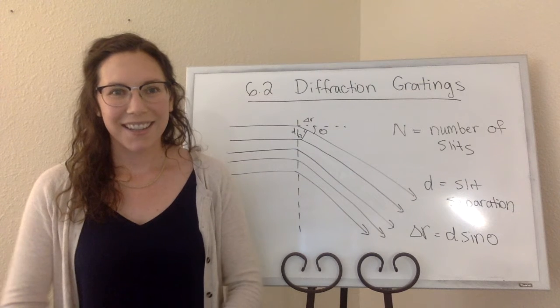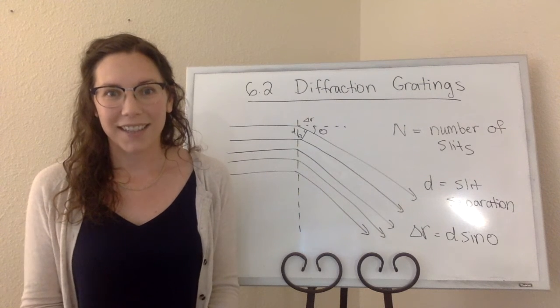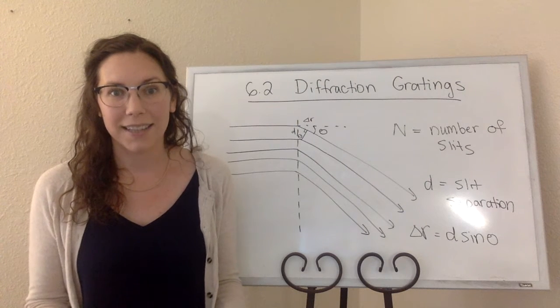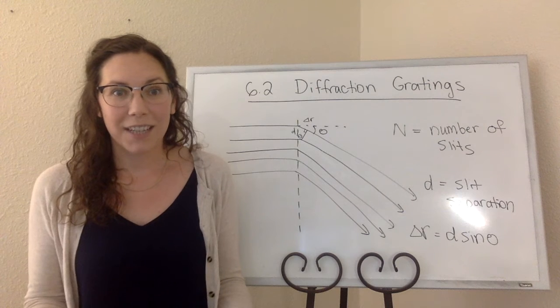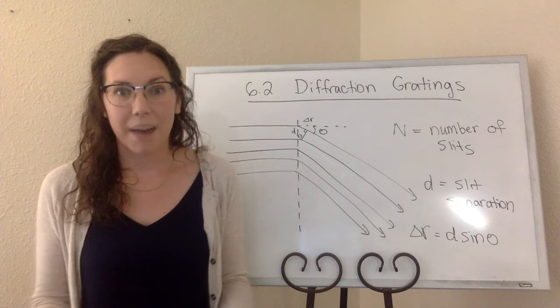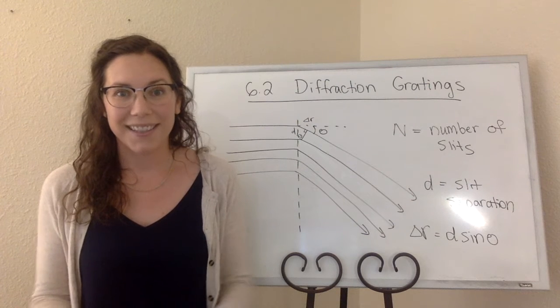Hi everyone. In this section we'll look at diffraction gratings. A diffraction grating is a number of equally spaced parallel slits, and it can also be called an interference grating. The number of slits in the diffraction grating is capital N, and they're separated by distance d.